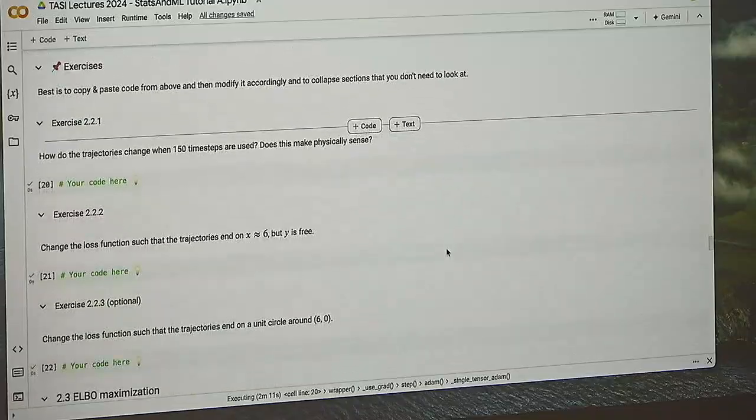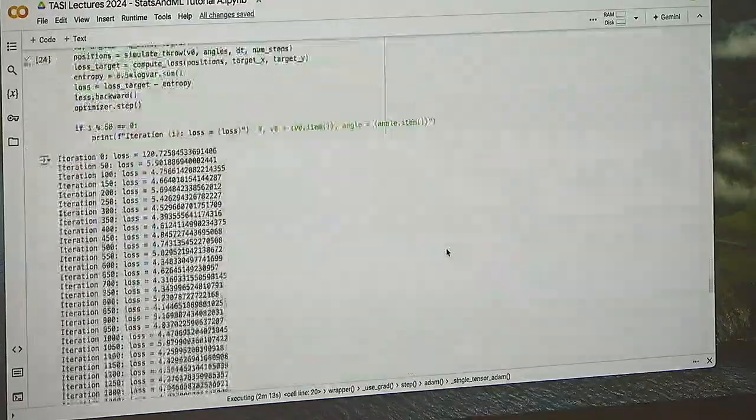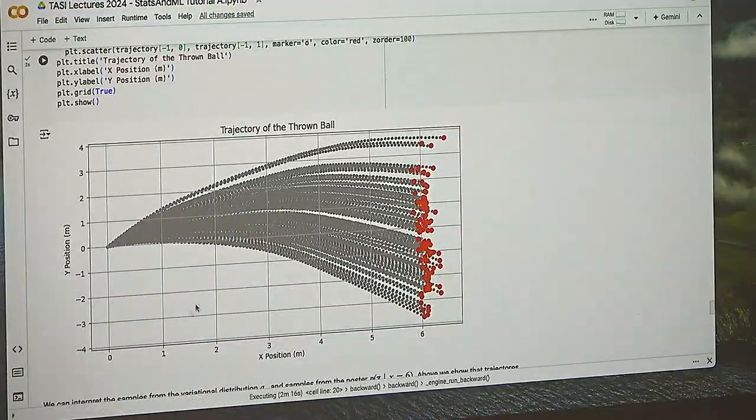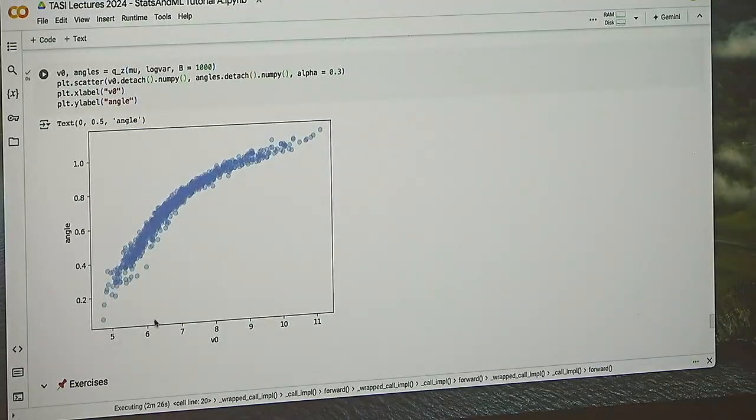And then at the end, the next step is ELBO maximization, where the goal is actually, in this case, to find the posterior, assuming that the balls all end up at x equals 6, but y is unconstrained. And then the posterior samples look like this. So these are samples from the posterior for initial angles and velocities. And these are samples from Q. So we have here this variational posterior. If we maximize the ELBO, then afterwards we will find a model for Q where, if you generate random samples, they are distributed like this here.